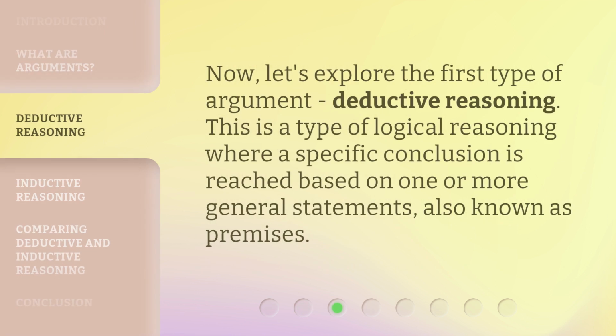Now, let's explore the first type of argument: deductive reasoning. This is a type of logical reasoning where a specific conclusion is reached based on one or more general statements, also known as premises.